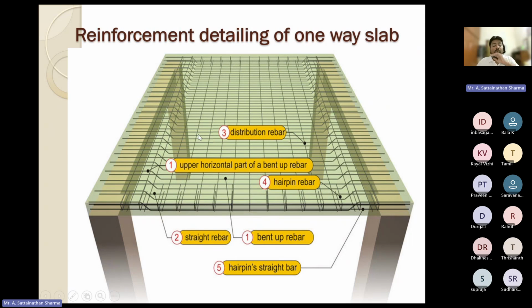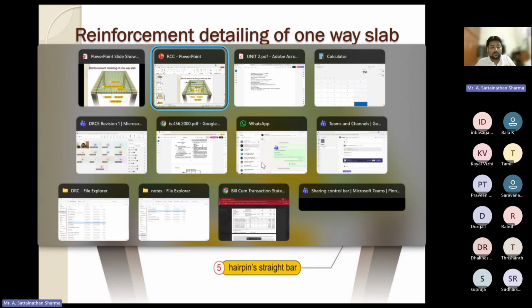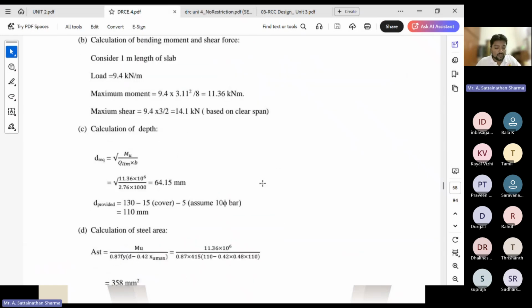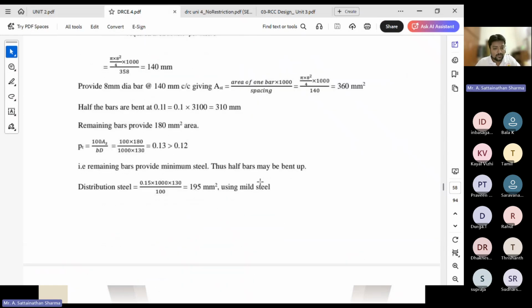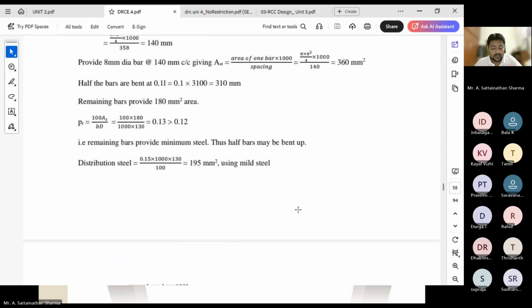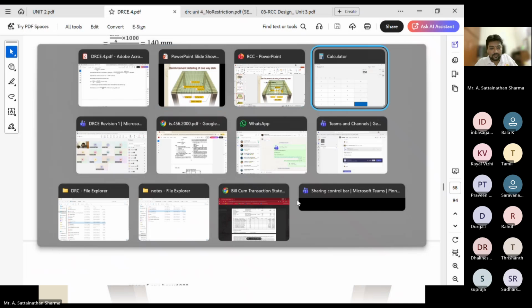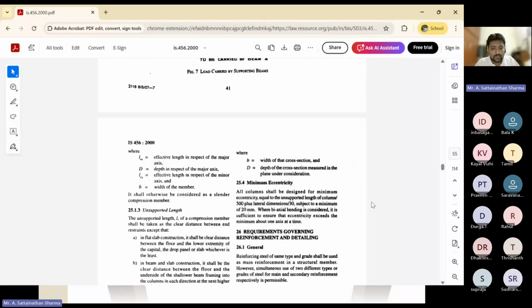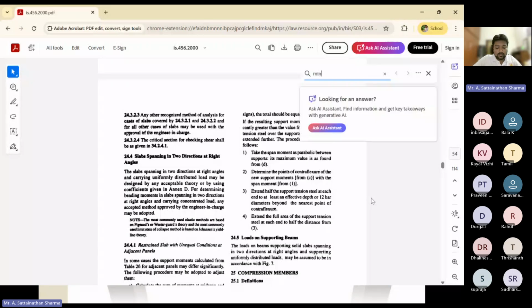That's all. Right? What is the next step you are supposed to do is you have to calculate the distribution bars. See, this direction you have given the bars. What about the other direction? Perpendicular direction you have to give, right? So that you have to calculate. Here also the same procedure they have followed. Here you can see. Fine. So next, moving on with the distribution bars. That's the code. Yes. So here they have given the provision for distribution bar.